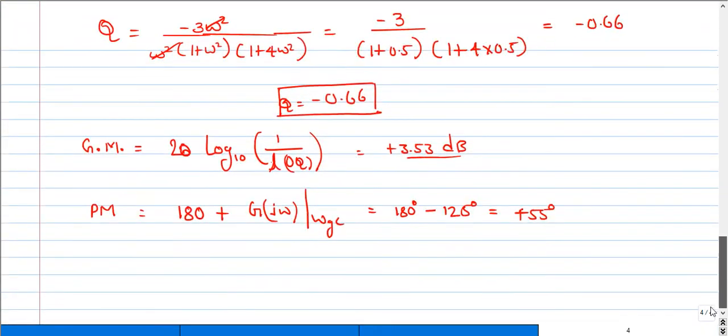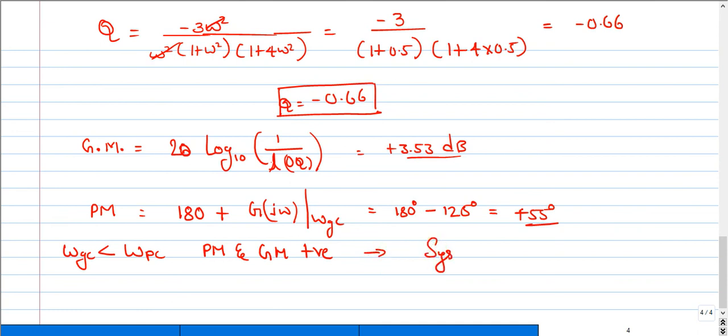Now in order to define the stability, we know that in the first case, omega GC should be less than omega PC. Here omega GC is less than omega PC. And one more condition, I forgot to mention, is that both phase margin and gain margin should be positive. So here I have 55 and both are positive. I can call this system as stable.